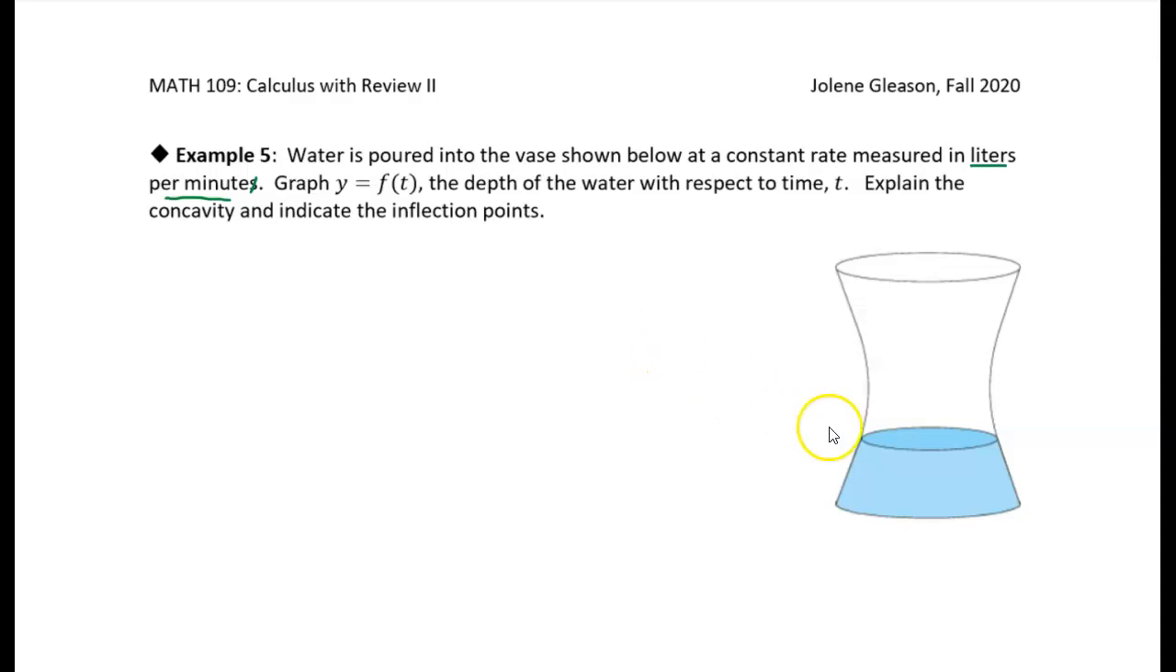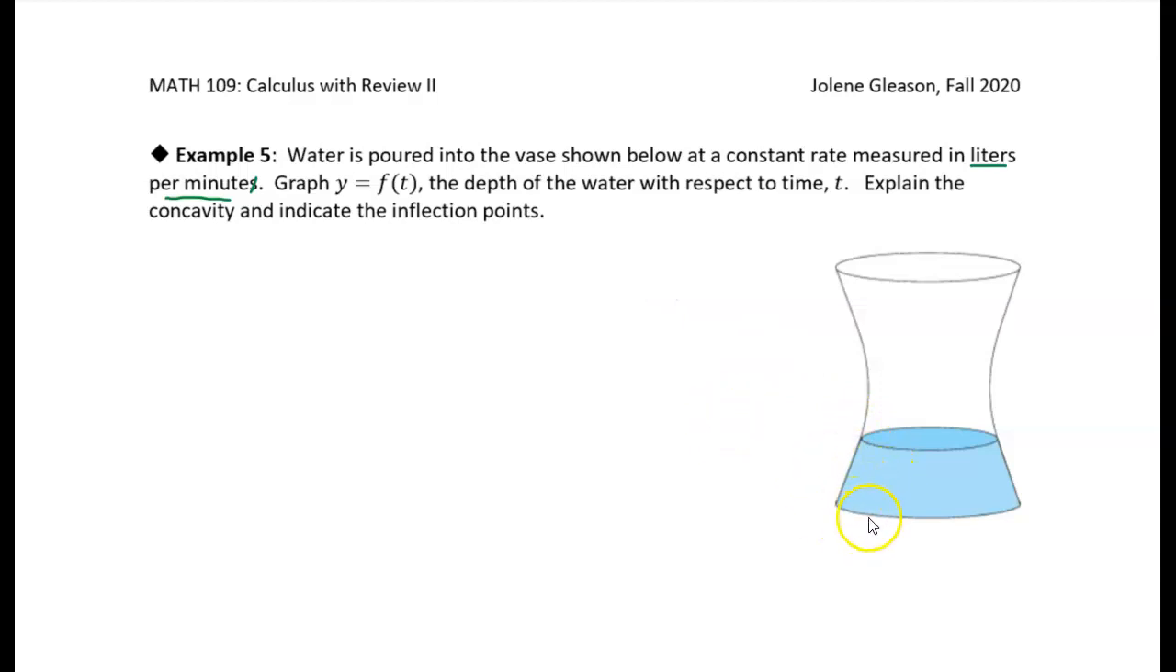But you can see that if you look at the cross-sectional areas of the water at any given time, they're not the same. The example asks us to graph the depth of the water with respect to time, explain the concavity, and indicate the inflection points. So let's take a look at this.